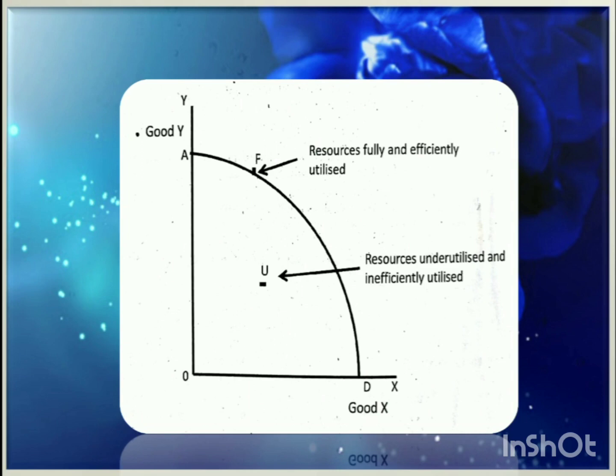On point F, and for that matter on any point on the PPC curve AD, the resources are fully and efficiently employed. On point U, below the curve, or any other point below the PPC curve, the resources are either underutilized or inefficiently utilized or both. Any point below the PPC curve thus highlights the problem of unemployment and inefficiency in the economy.